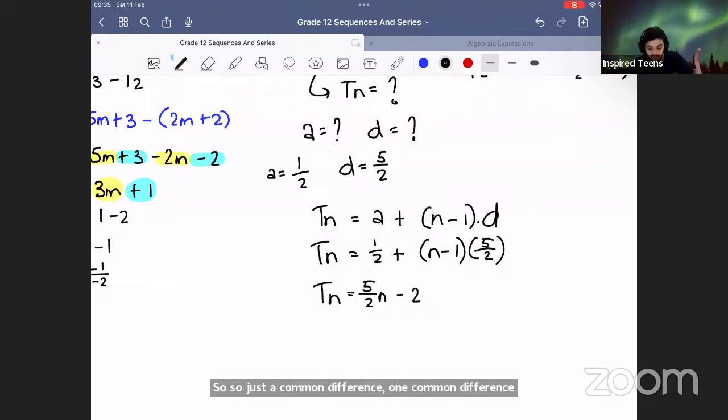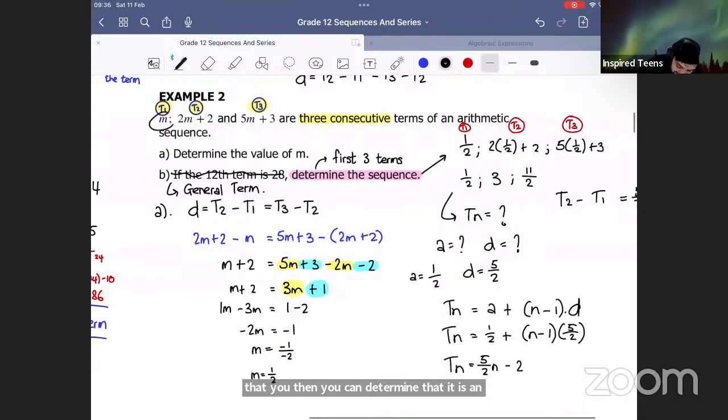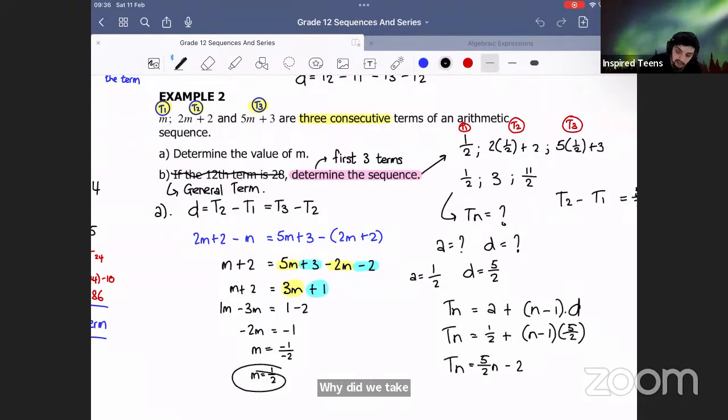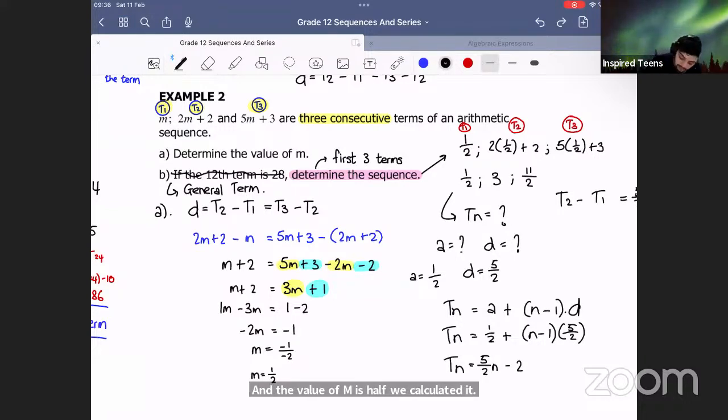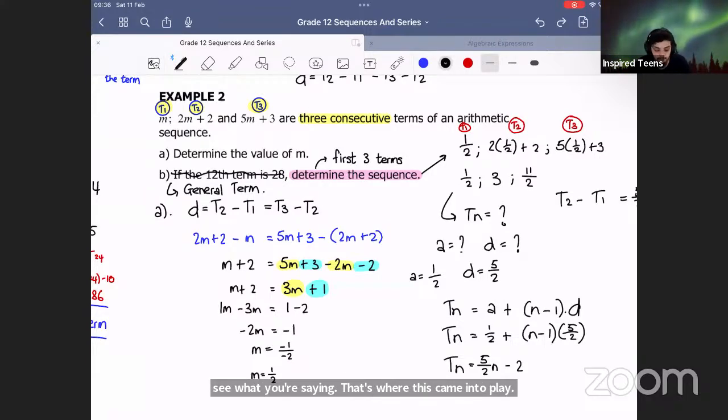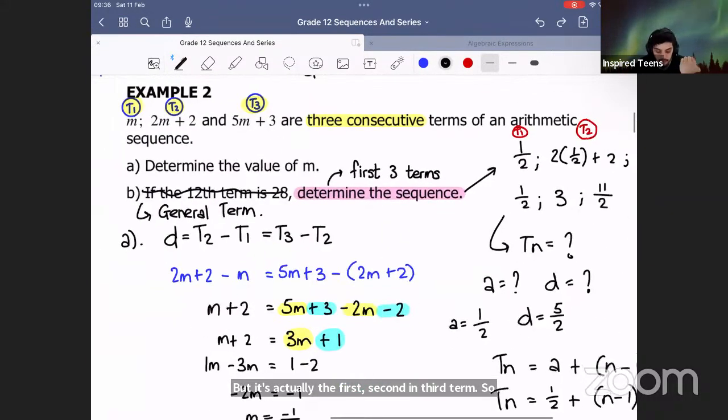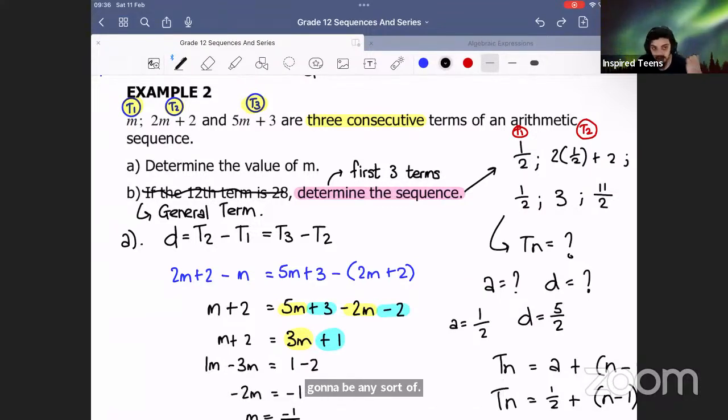Why did we take T1 as a half? Because T1, like someone said in the chat, is M, and the value of M is a half. We calculated it. I see what you're saying. That's where this came into play, but it's actually the first, second, and third term. There's no need to make this complicated, because I assume that it's T1, T2, and T3. Don't worry, in an examination setting, everything is going to be clear. But in this case, those specific values are T1, T2, and T3.